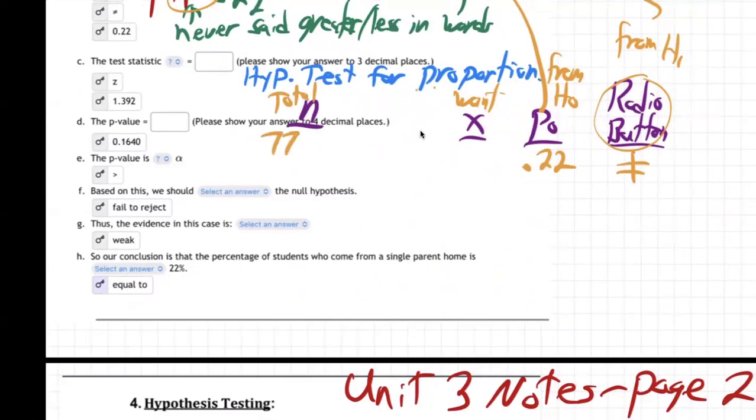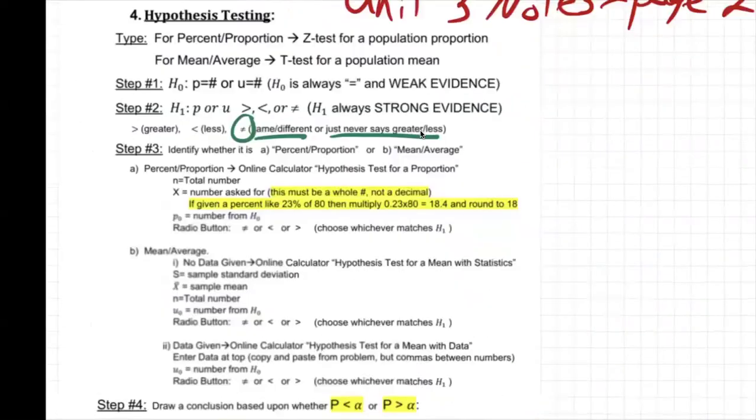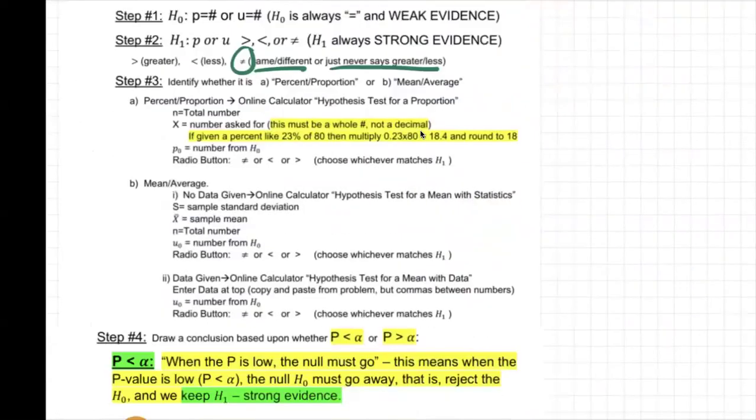And then what is X? X is, again, the number we want. And how are we going to figure that out? Well, if you look at the notes, it says right here, X is the number asked for. This must be a whole number, not a decimal. If you're given a percentage like we are, like 23% of 80, then multiply 0.23 times 80, get your 18.4 and round it. So that's what we're going to need to do here.